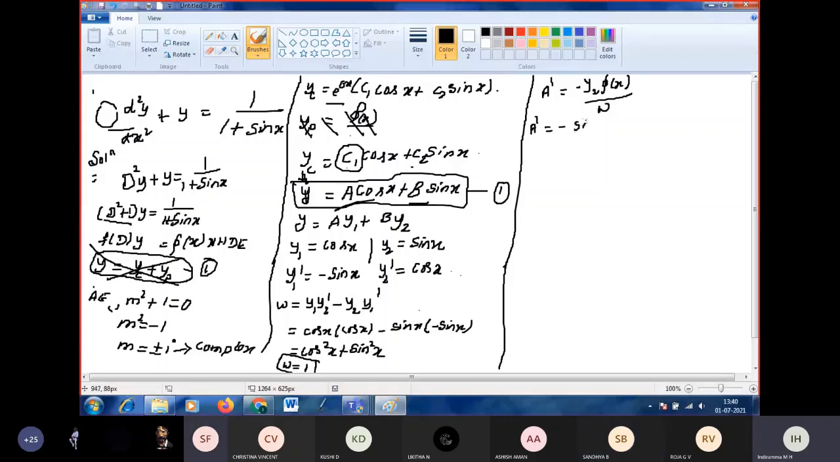Y2 is sin x into phi of x. What is phi of x? It is 1 by 1 plus sin x divided by W. W is 1.